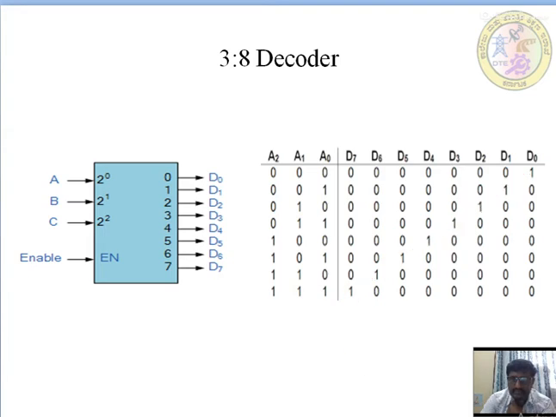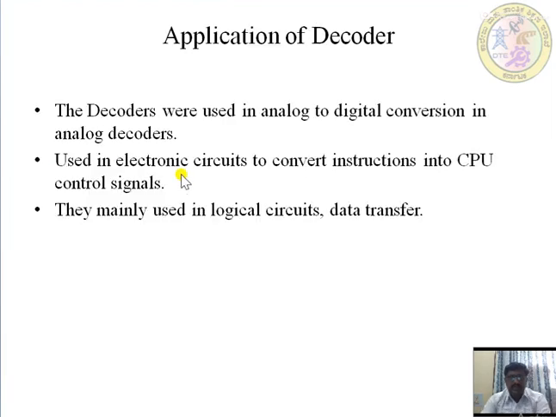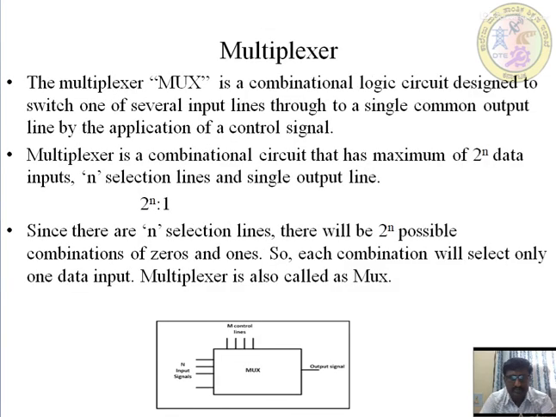Okay, next, the expressions I will get: for D0 it will be A2 bar, A1 bar, A0 bar, or A2 dash, A1 dash, A0 dash. And for D7 it is A2, A1, A0. Okay, next, the applications of decoders. Decoders are used in analog to digital converters, in analog decoders, and in electronic circuits to convert instructions into CPU control signals. They are mainly used in logical circuits for data transfers.